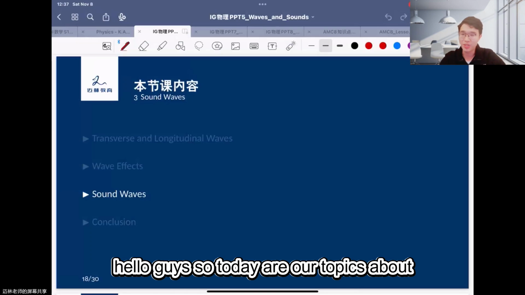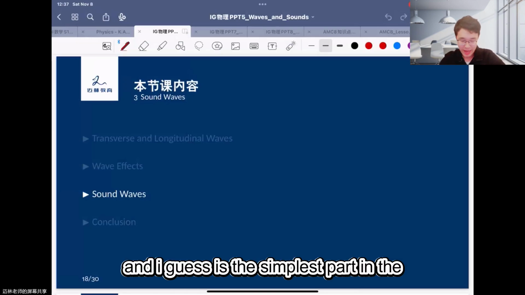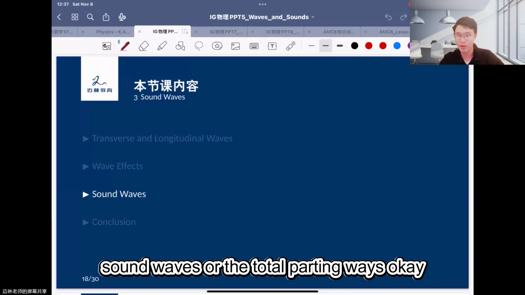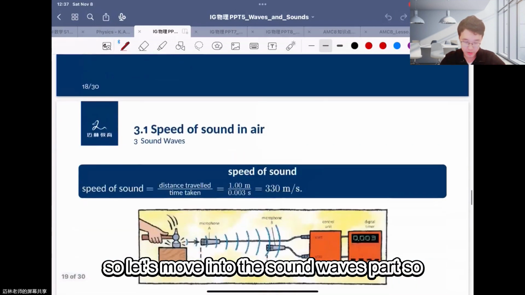Hello guys, so today our topic is about sound waves, okay? And I guess it's the simplest part in the sound waves, or like the total part in waves, okay? So let's move into the sound waves part.